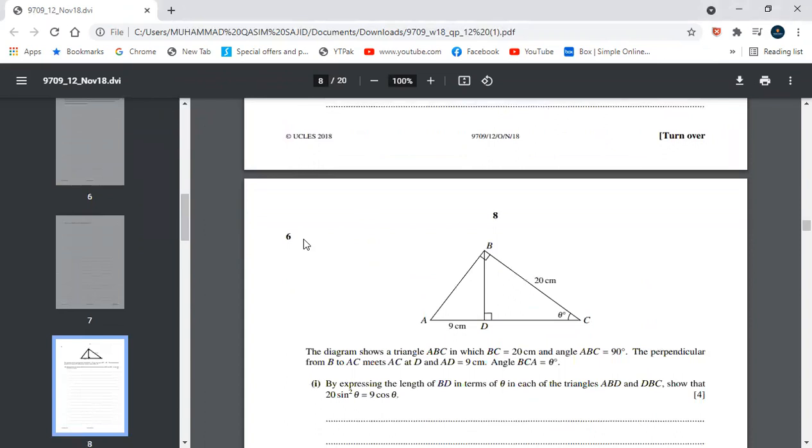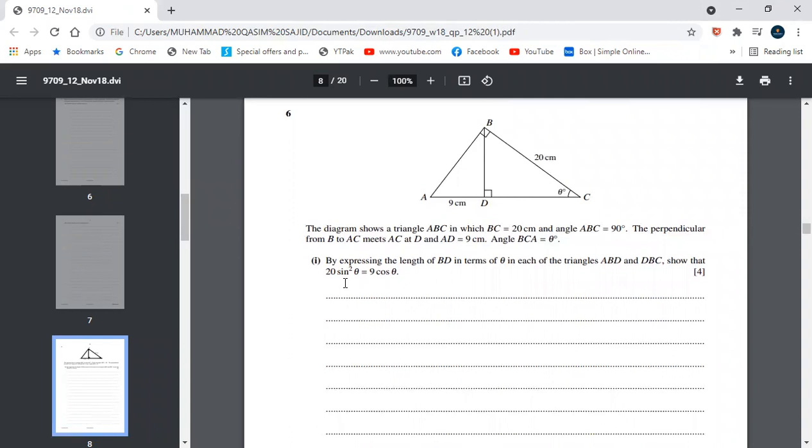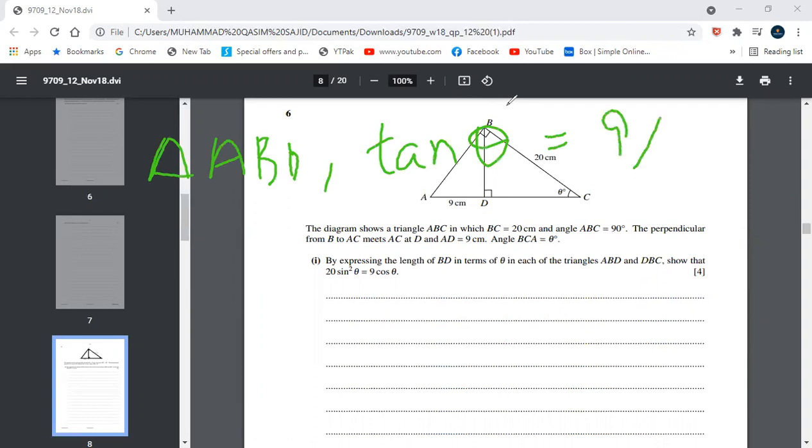Now question number 6. In a triangle ABCD, show that 20 sine square theta equals to 9 cos theta. Oh yes, this is the important question. So how to do it? In a triangle, now ABD. I am taking triangle ABD. So tan theta equals to 9 upon BD, because tan theta equals to perpendicular over base.